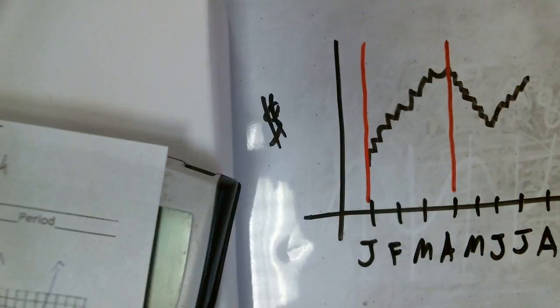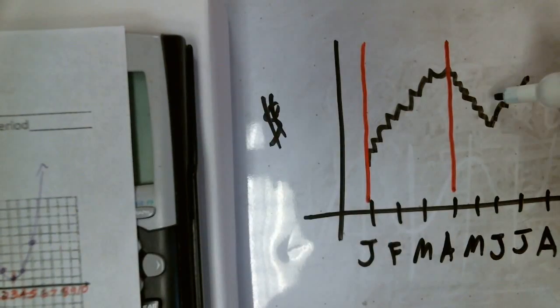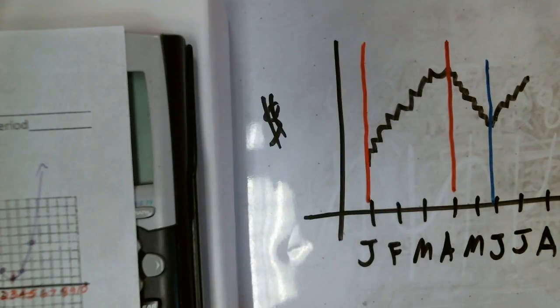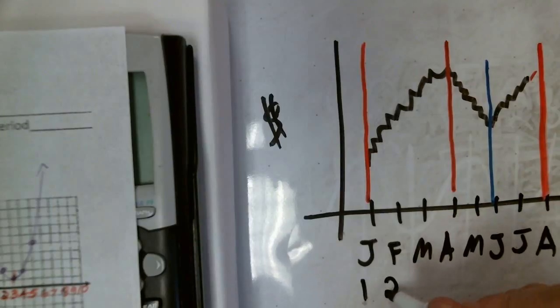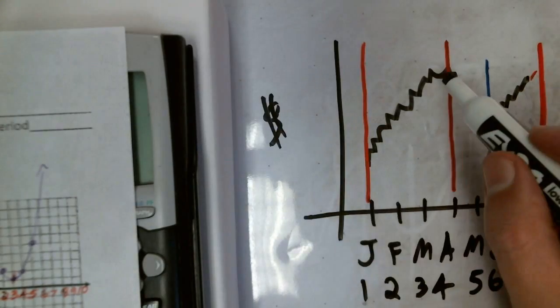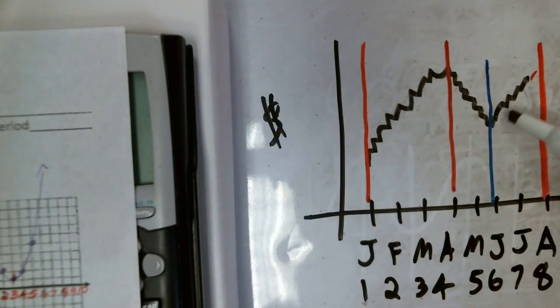From April until about June, my stock is going down. And then from June back to August, my stock is going up again. So you could think about these as x values. If January were a 1 and February a 2, 3, 4, 5, 6, 7, 8, when is my graph going up? From 1 to 4, it's increasing. From 4 to 6, it's decreasing. From 6 to 8, it's increasing.